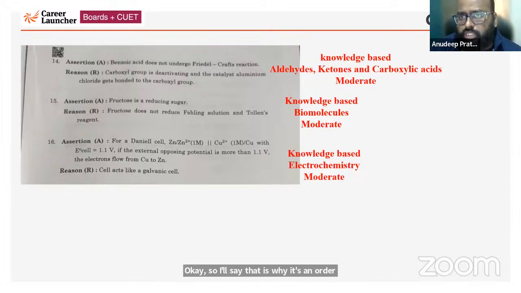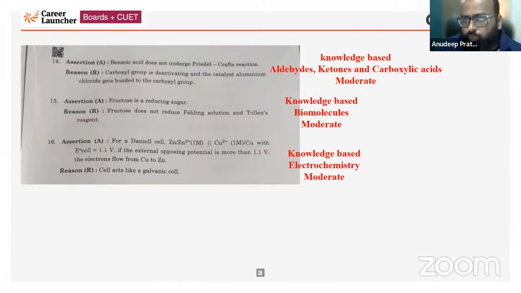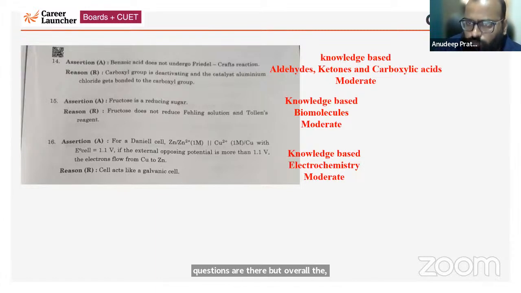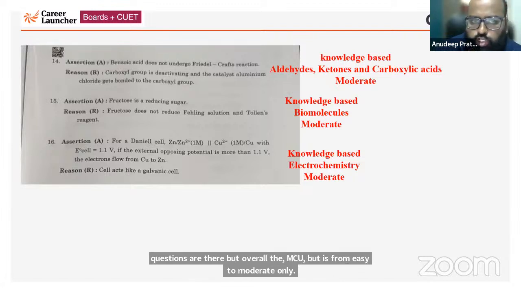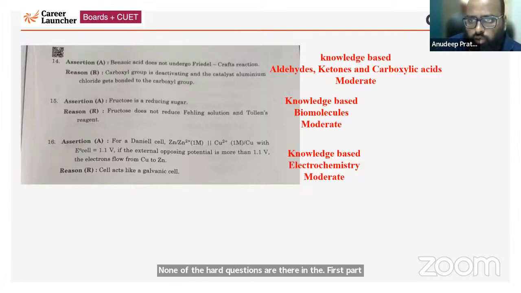So that is our first section. As you can see, organic chemistry dominated quite here. And overall, you can see moderate questions are there in assertion and reason. And overall in MCQ, I'll say easy questions are there. But overall, the MCQ part is from easy to moderate only. None of the hard questions are there in the first section. So students should get almost 10 to 15 easily from this particular section. Okay, so let's move to the next one.